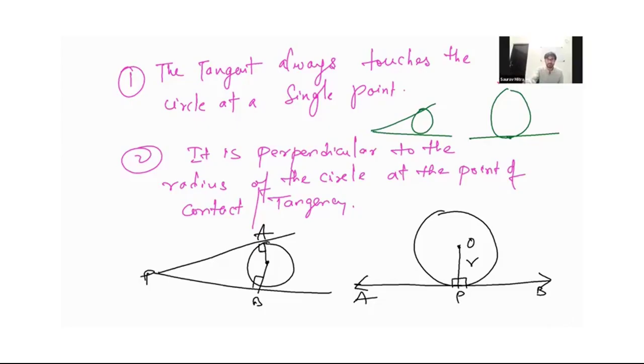So, the third point is that now we are clear that the radius is always perpendicular to the point of contact, and that is your tangent.